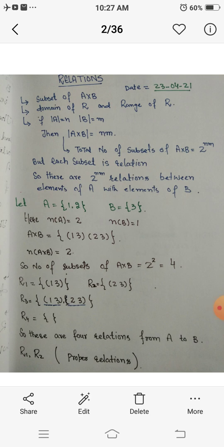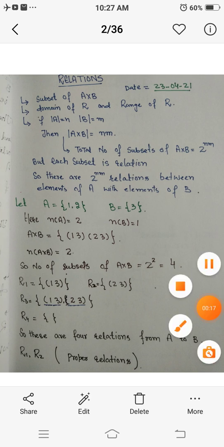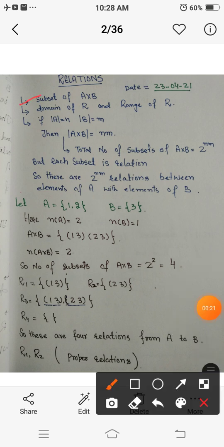We are discussing the relation between the two sets, and in the previous lecture we discussed the first concept, the subsets of A cross B. A relation is a subset of A cross B, or we can define any subset of A cross B as a relation, the domain and the range of the relation. If the cardinality of set A is n and set B is m, then the cardinality of A cross B is nm.